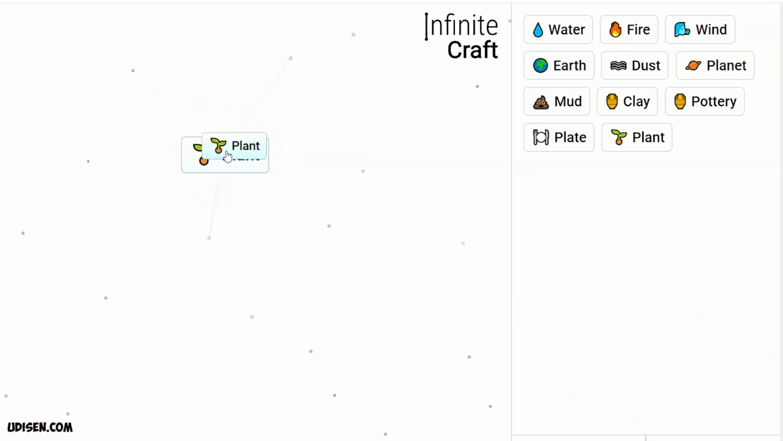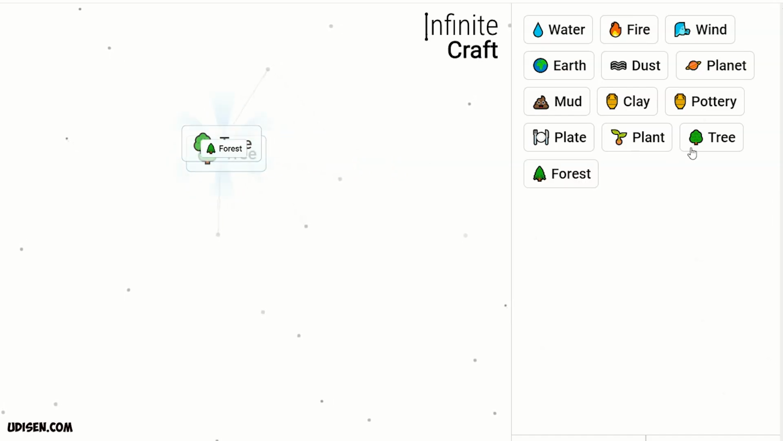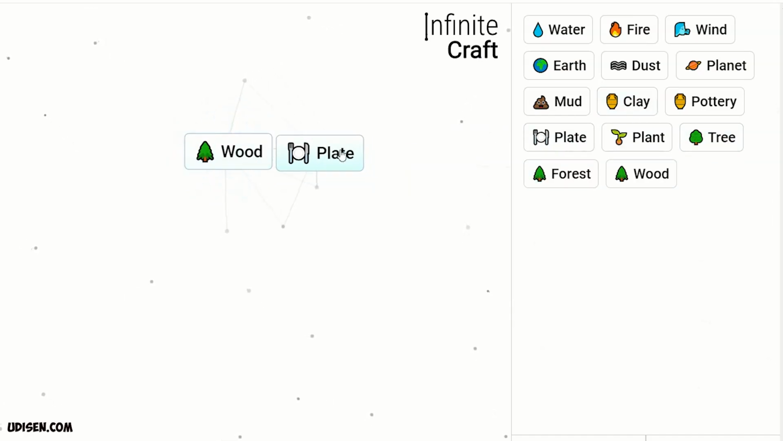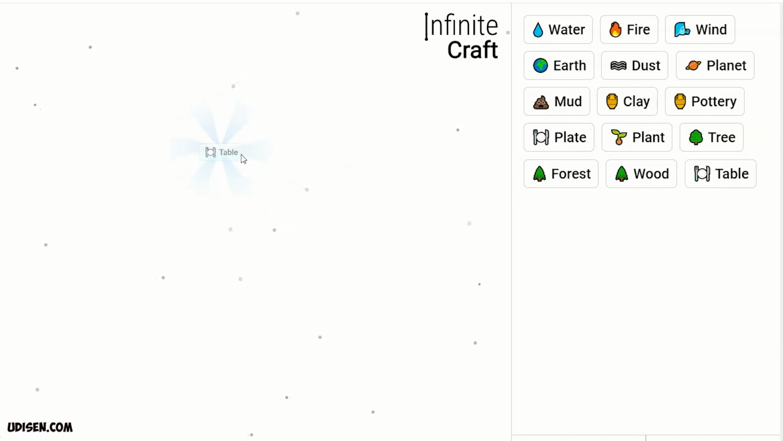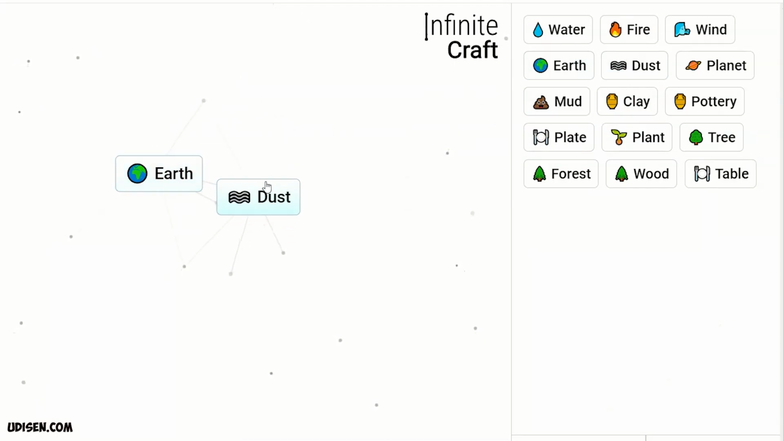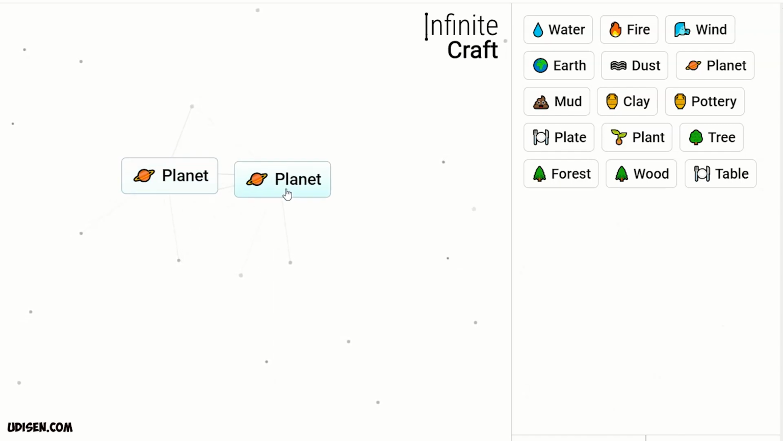Combine Earth and Water. Plant. Two Plant, four, Tree. Two Tree, Forest. Forest and Tree, Wood. Wood and Plate, Table. Leaf. Then combine Earth and Dust. We receive Planet. Two Planet.